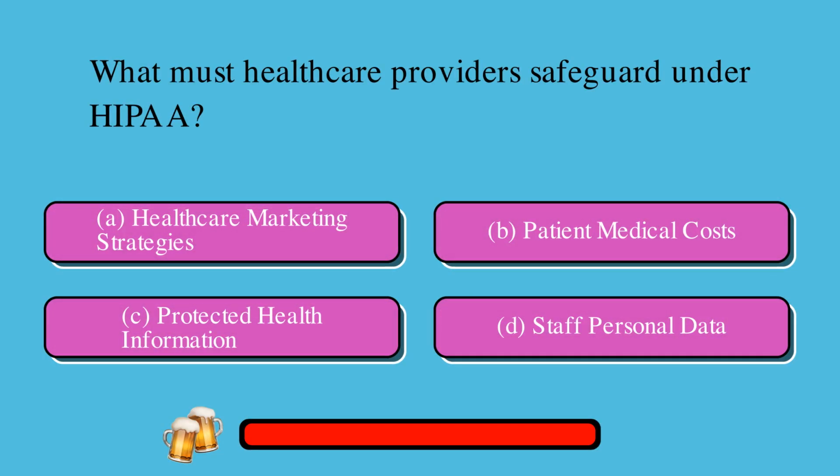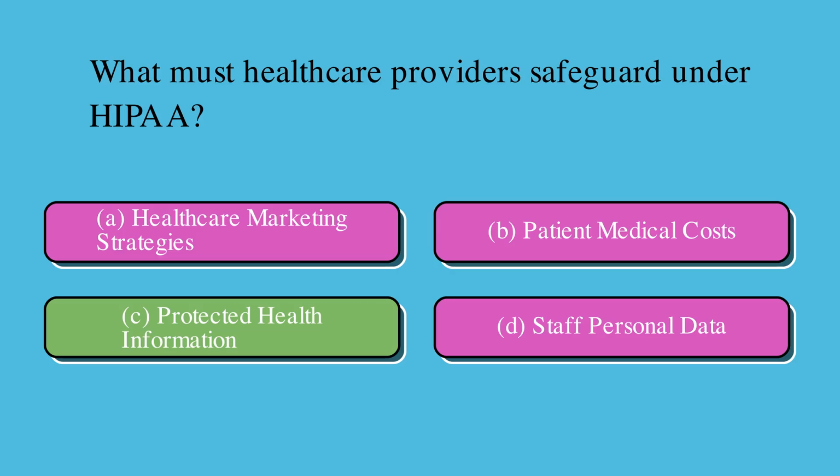What must healthcare providers safeguard under HIPAA? A, healthcare marketing strategies, or B, patient medical costs, or C, protected health information, or D, staff personal data? The correct answer is C, protected health information.